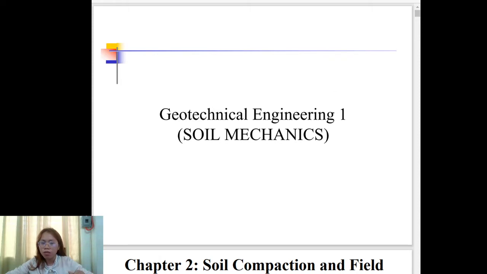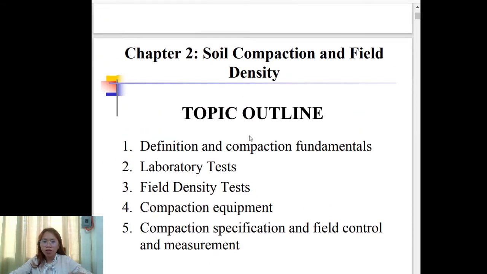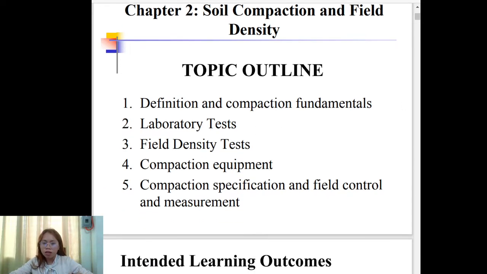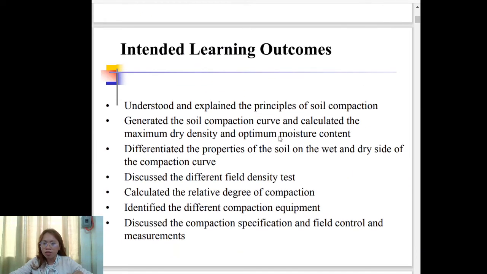So we'll now move on to this topic, which is the soil compaction and field density. So topic outline are definition and compaction, fundamentals, laboratory test, field density test, compaction equipment, compaction specification, and field control measurements.